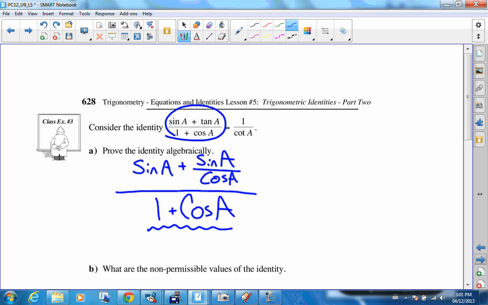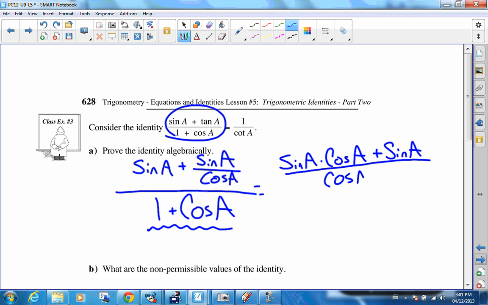So this is going to be sine A over cos A plus sine A all over cos A, all over 1 plus cos of A. And now I'm starting to see some things happening. And I'm going to just deal with the numerator in green.